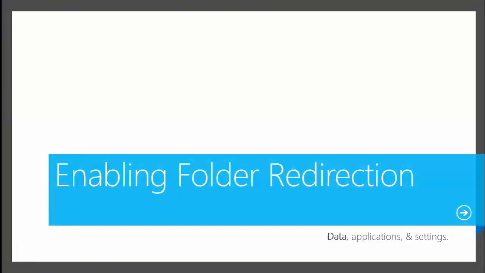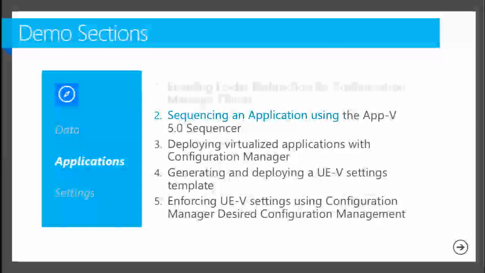You're on. Okay, so that gives you an idea of folder redirection. You saw how easy it was to configure. It's required, as we said, to enable offline files for UEV, but folder redirection is just a nice way to enable additional offline capabilities for folders, makes them available, so it's nice as we put this demo in, shows the configuration of it. So as we hit the next step, we want to talk about sequencing the application using the App-V Sequencer.